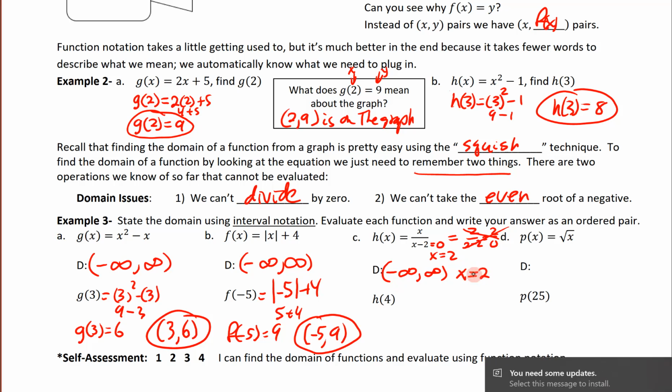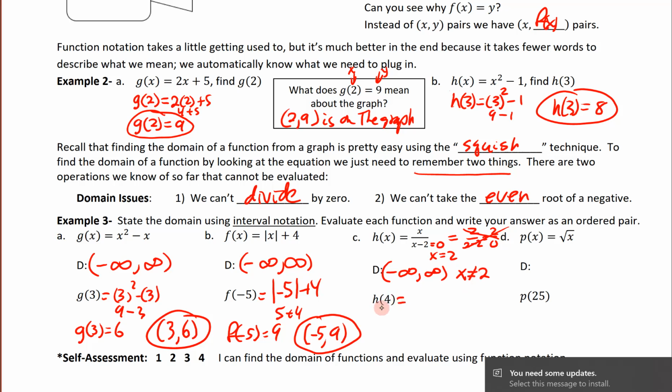And the way we say except 2 is we just say x not equal to 2. So if you haven't seen this before, that's how we say not equal to. We just put an equal sign and we put a slash through it. So you can plug in any number you want except for 2. That's what that means right there, x not equal to 2.